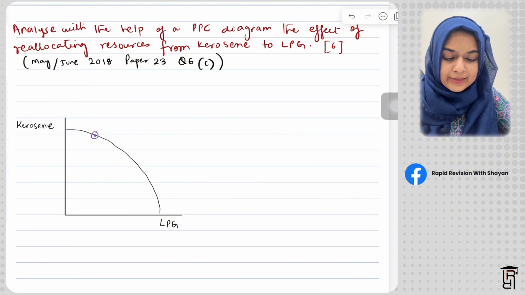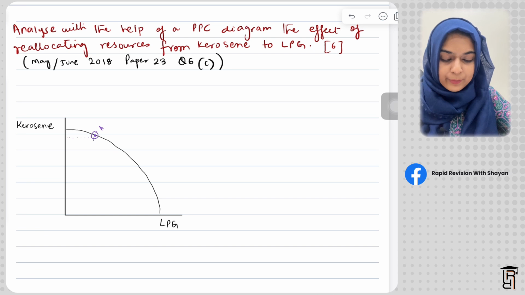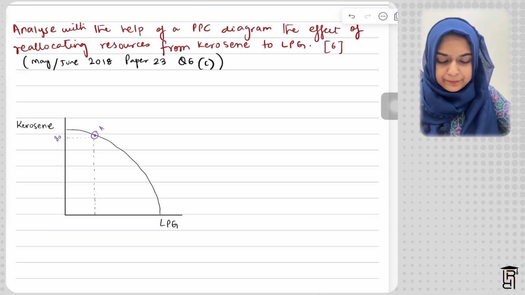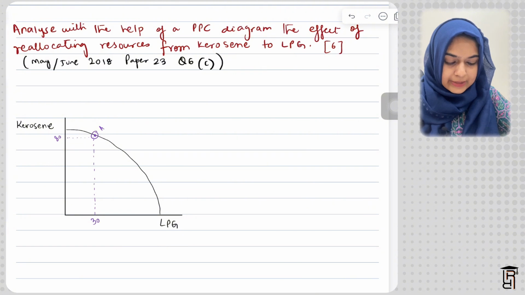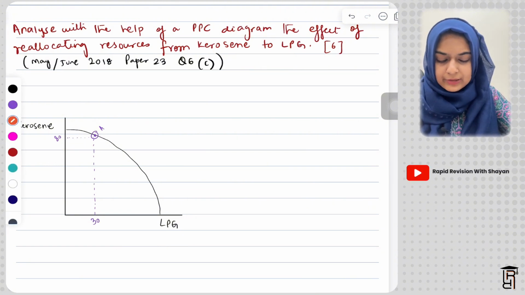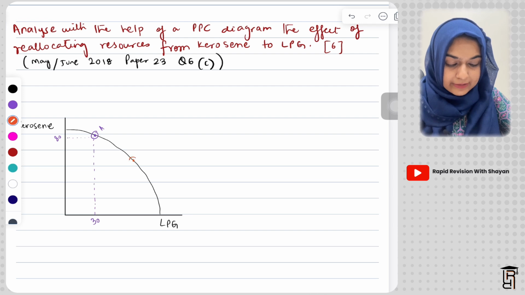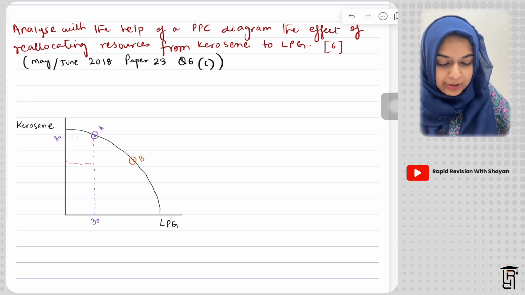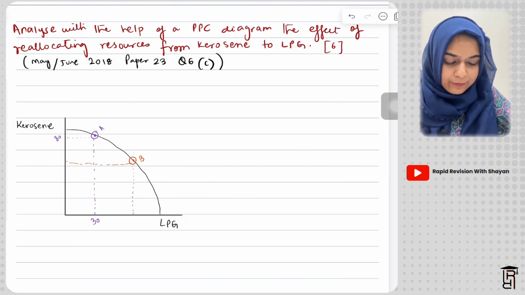So let's say we are at this point, and let's say this is point A, and at point A we are producing let's say 80 of kerosene and let's say 30 of LPG. And now we are moving to another point. So let's say this is another point and this is point B. Now at point B we are producing more LPG and less kerosene.